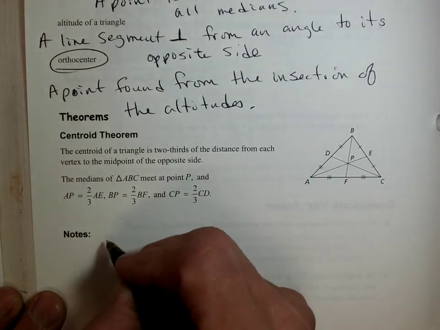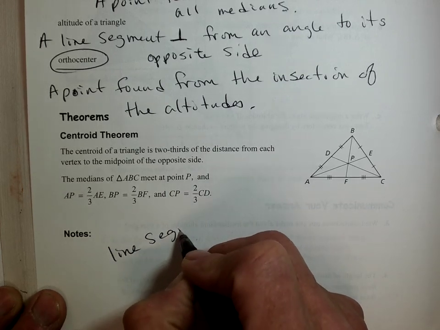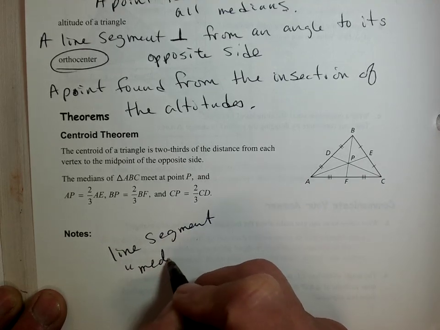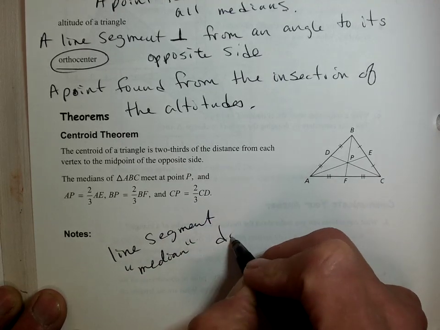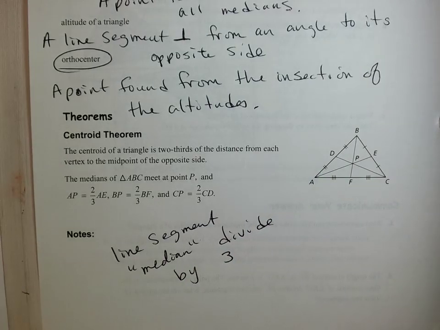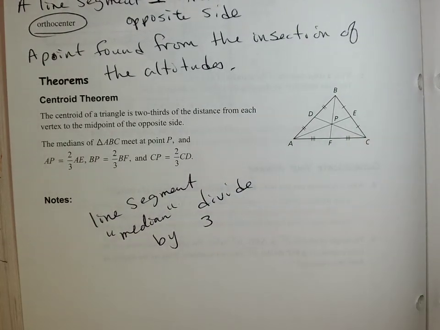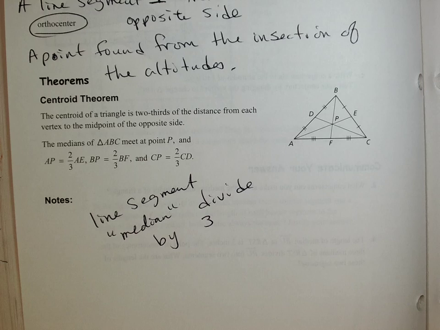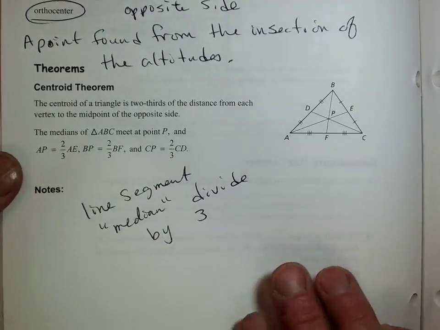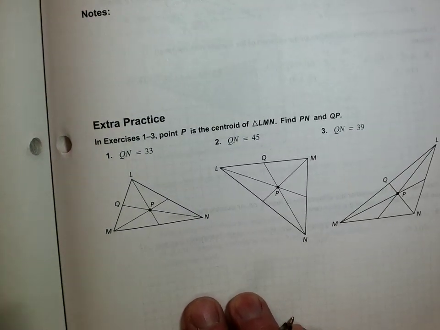I just like to say let's just take the line segment, the median, and divide by 3, and that'll give you all of your thirds. Okay, so we're just going to take our median, divide it by 3, and then we get our thirds. Okay, so if you slide your paper over to extra practice, we'll take a look at number 1, we'll do that.